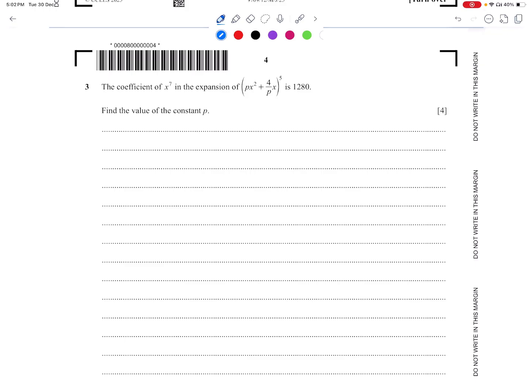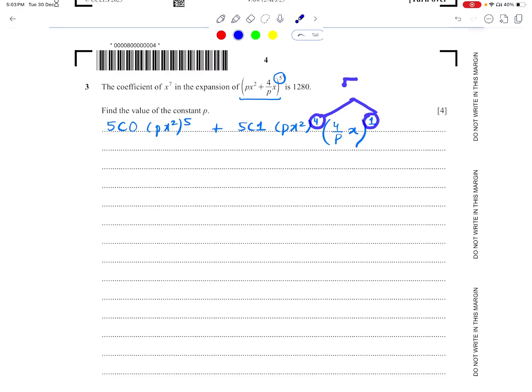Alright, pretty simple. First of all, I'm going to start by expanding this expression using binomial expansion. I know that the power over here is 5. That's going to be 5c0, then I'm going to have px square raised to power 5 plus 5c1 px square raised to power 4 and then 4 over p x raised to power 1. You need to make sure one thing over here, that this and this must be adding to the total power, that is 5.